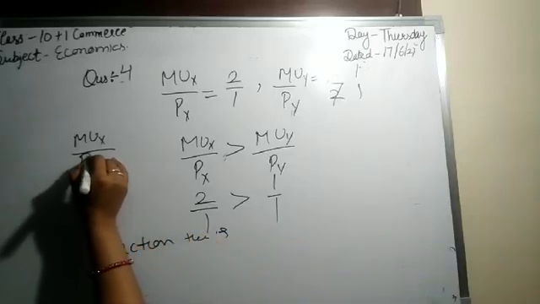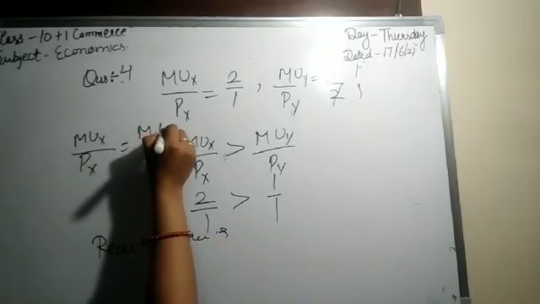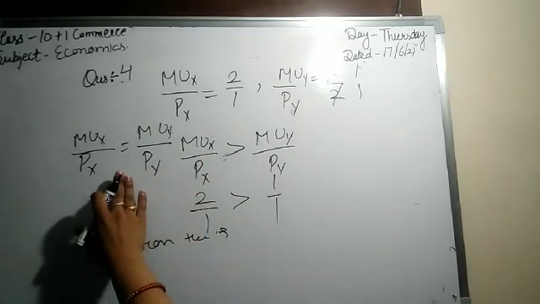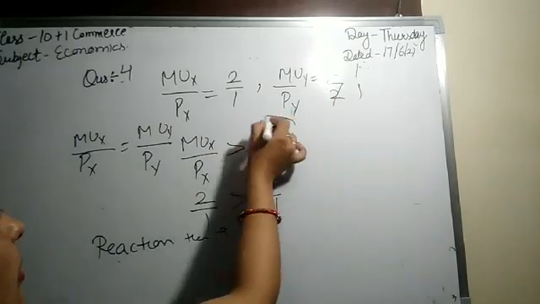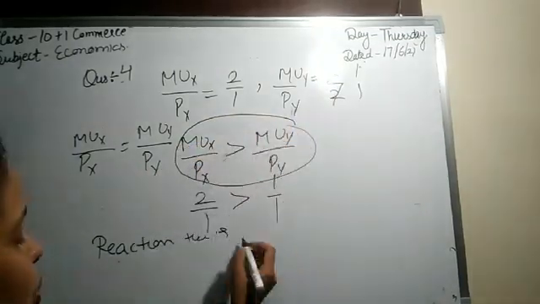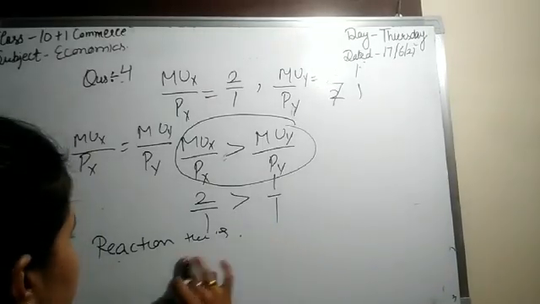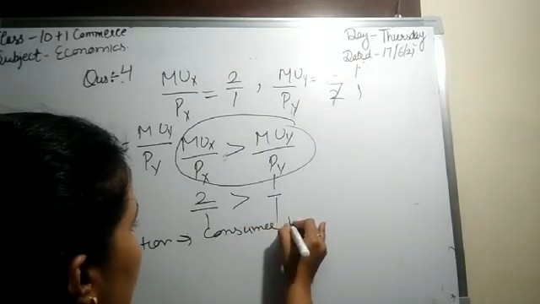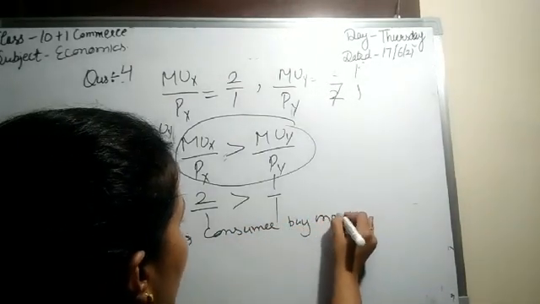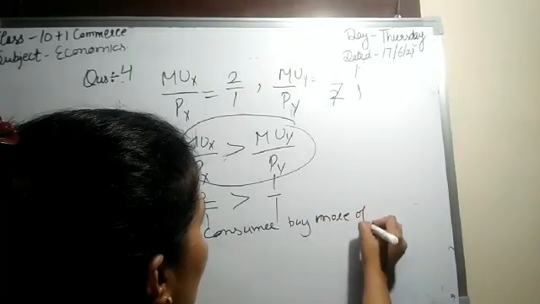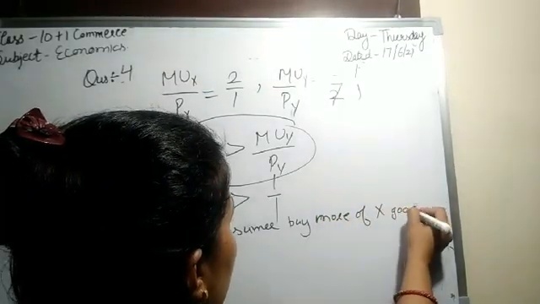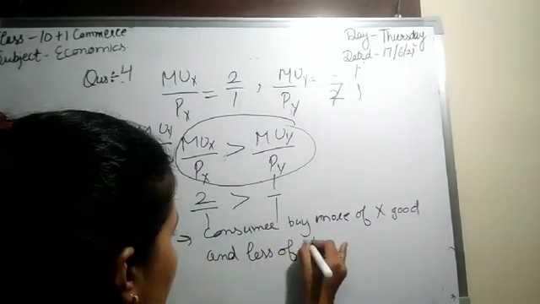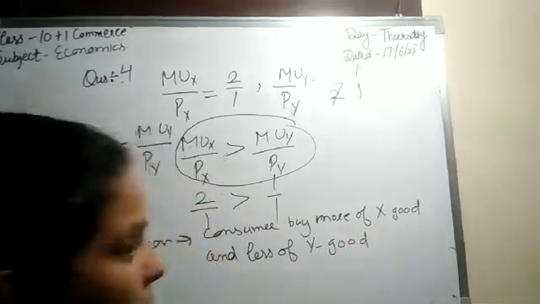Okay, so he wants this situation where both are equal. So for attaining this situation from this, what will he do? He can buy more of X good. He buys, we can write here, consumer buys more of X good and less of Y good. Why does he do this?